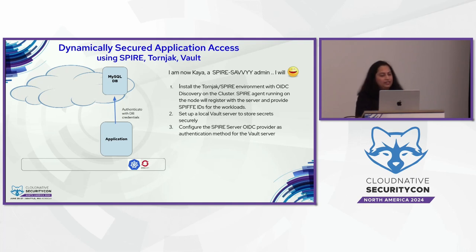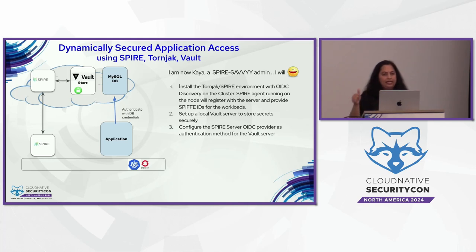So Bob and Kaya attended the tutorial, went through it, and loved what they saw. After their learnings, this is what happened. Kaya decided she wants to have Spire in her environment. So she installed the Spire server and agent, and then she made sure that OIDC discovery is enabled. Next, she configured Vault, making sure she configures the Spire server as the OIDC authentication provider for Vault. After she's done that, she says, Bob, go ahead and now use the secure deployment.